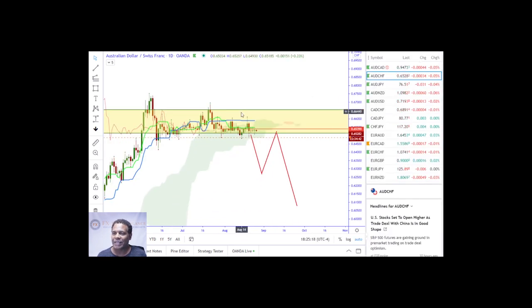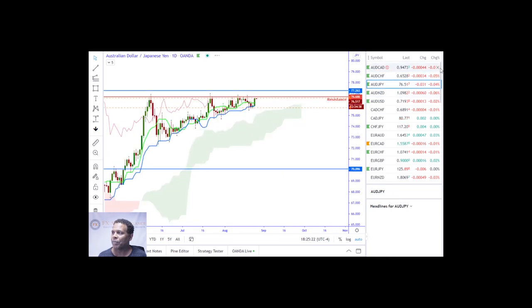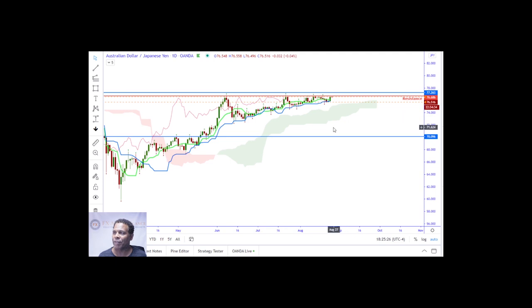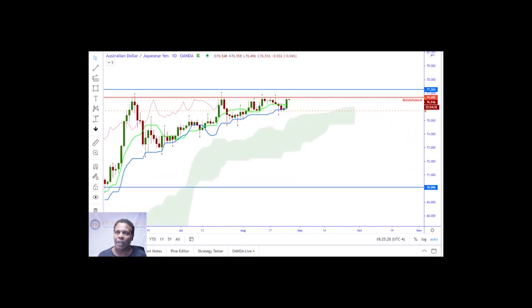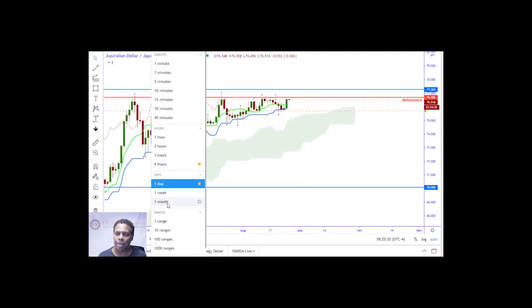So right now I'm just kind of sitting still on Aussie Swiss franc, Aussie yen. A lot of these Aussie pairs doing the same thing. Now this one is a little bit different. Let's go to the monthly real quick.